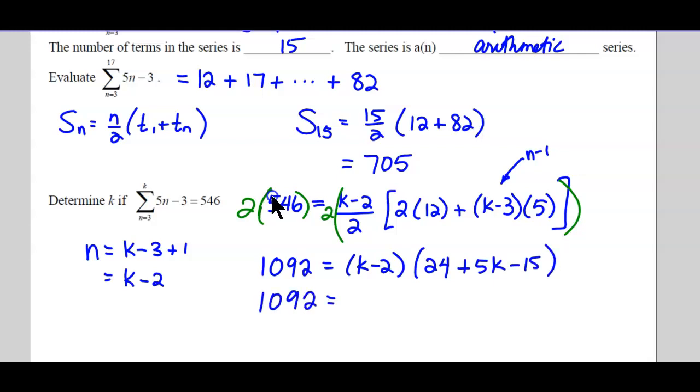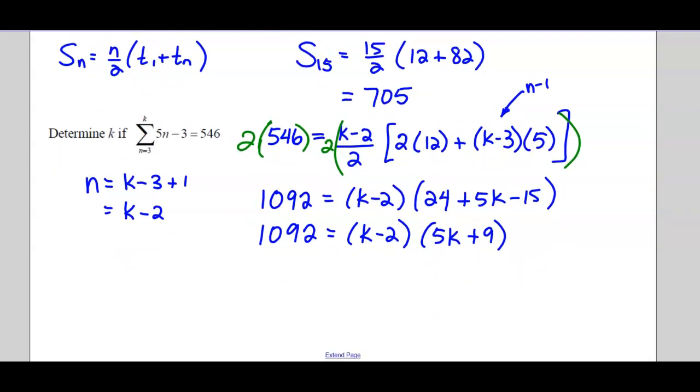So it's going to be a quadratic. So you got to expand that out, get everything on one side and factor it. Quadratic formula.